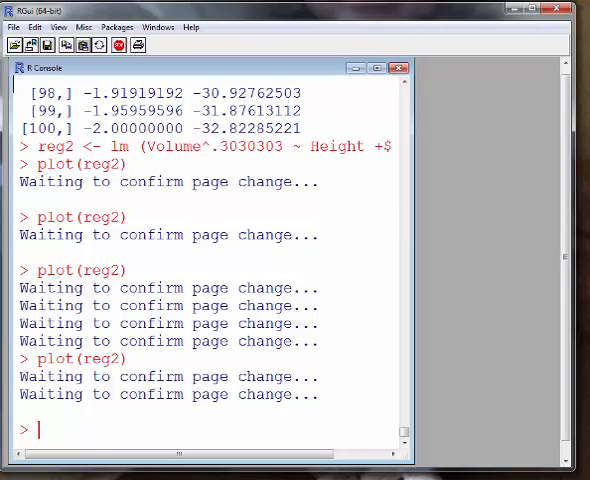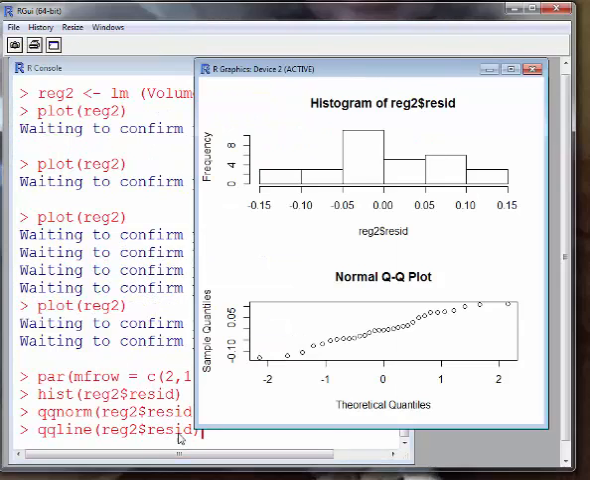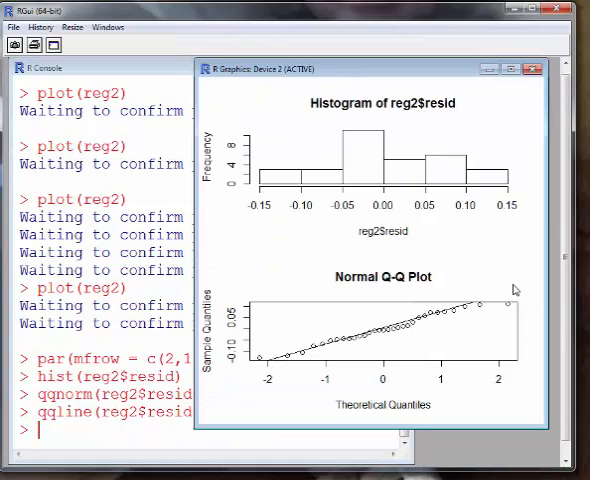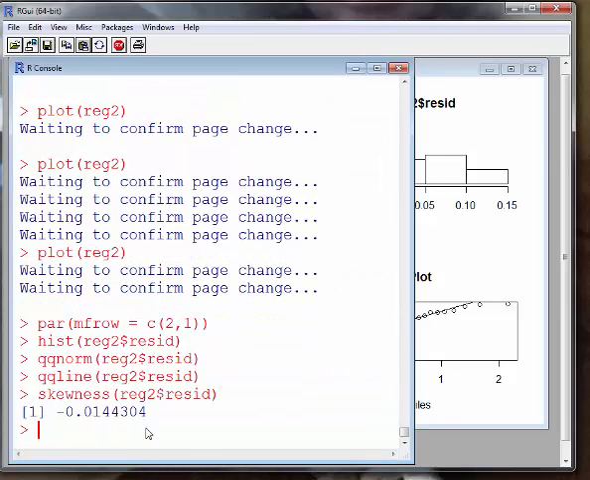So now maybe I'll make a couple of plots here on the same plot window. Here's a histogram of the residuals for the second model after using the Box-Cox transformation, and a normal QQ plot. Looks like this. And skewness looks like this. It's even less. It's negative now, but it's smaller.